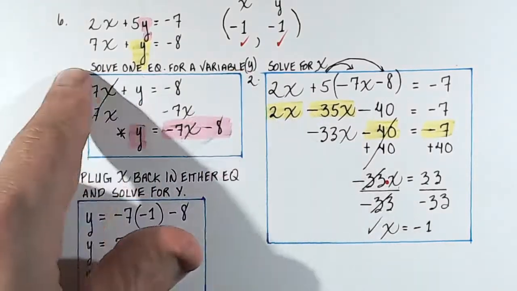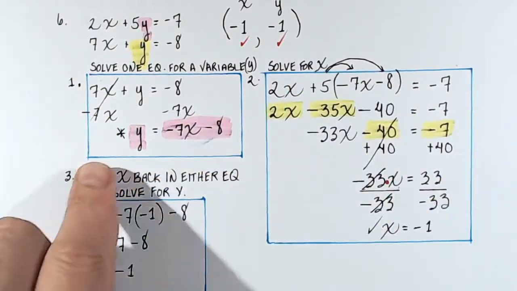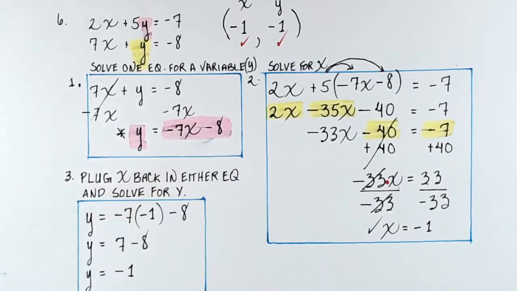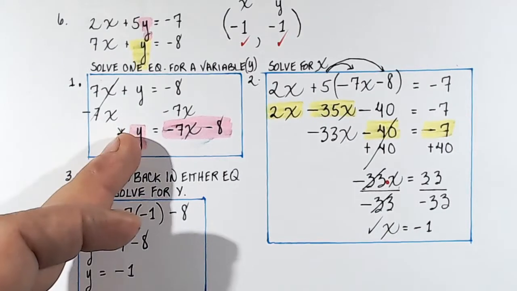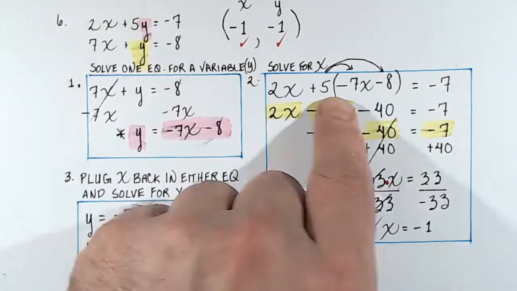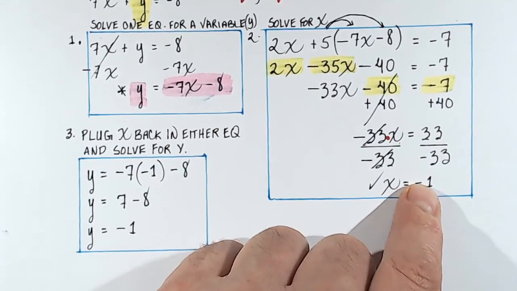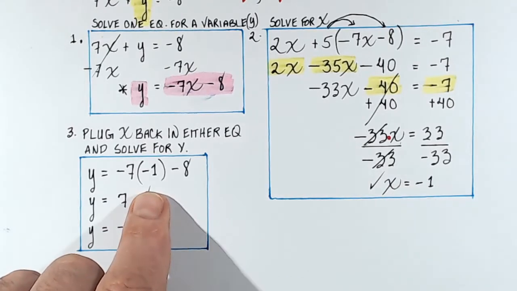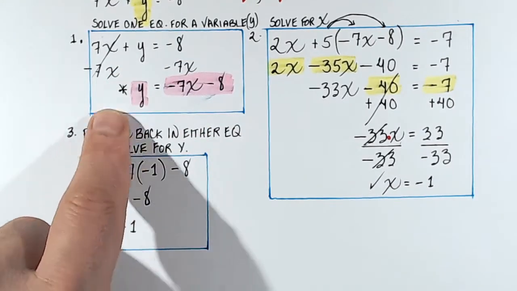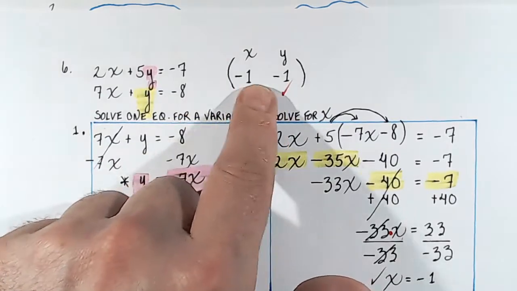So solve one equation for one of the variables, x or y, doesn't have to be the way I did it. Then what you're going to do is plug that in, whatever you get that variable equal to, substitute it in the other equation, and then solve for the other variable. So in this case, I started by solving the bottom equation for y, and I plugged this -7x minus 8 into the top equation for y, and all that was left were x's, so I solved for the x. Then I came over here and I plugged that -1 back into this equation, which is still valid to get me y, and I got y equals -1. Then I wrote those two as a solution to a system.